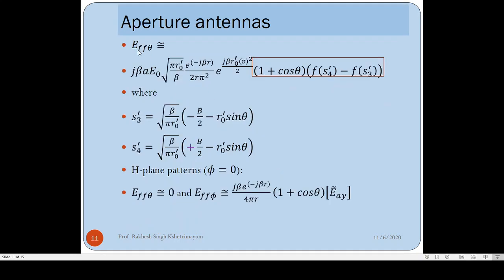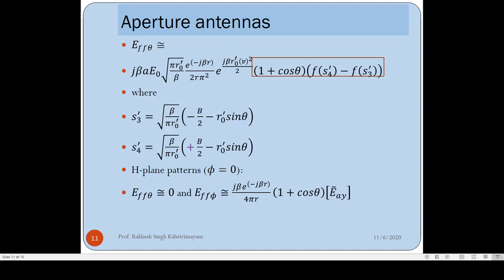So the final expression for the electric field in the far field for the E-plane turns out to be j beta a E naught exponential minus j beta r by 2 r pi, square root of pi r naught dash by beta, then exponential j beta r naught, this should be (sin theta) whole square by 2, into 1 plus cos theta, F(S4 dash) minus F(S3 dash).